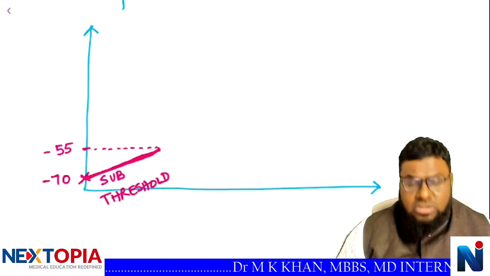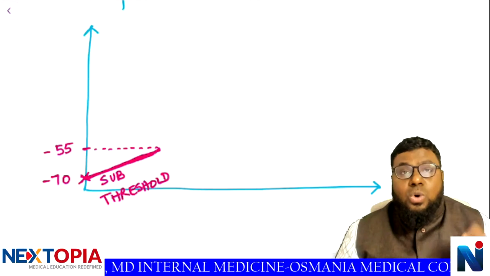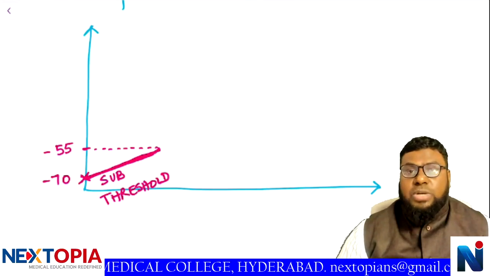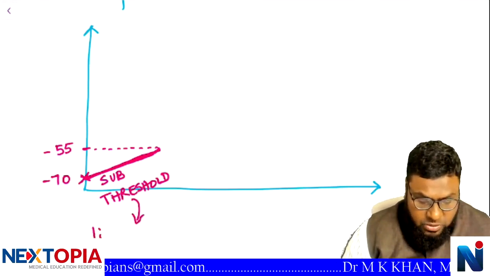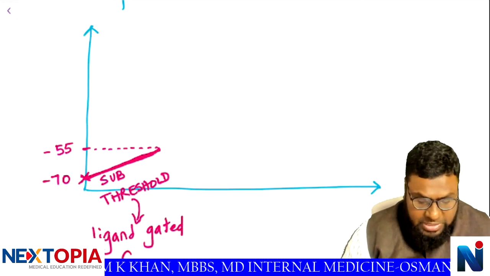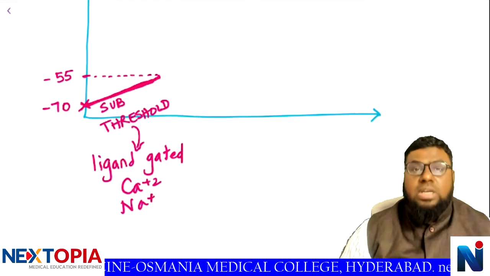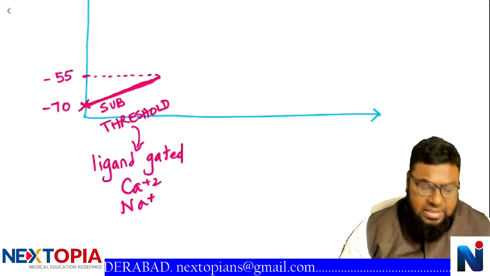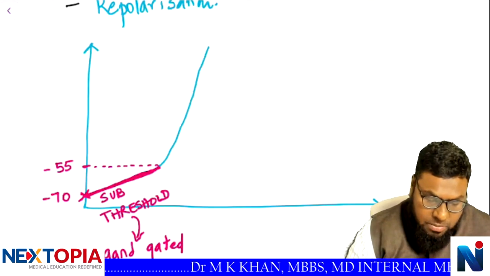The threshold stimulus of minus 55 in this diagram is actually critical to open up the fast sodium channels. But who is opening this? Who is causing this? It is the ligand-gated sodium channels or ligand-gated calcium channels that are causing this subthreshold stimulus to reach the threshold. Once it has reached the threshold, the action potential gets initiated and you get an upstroke like this.